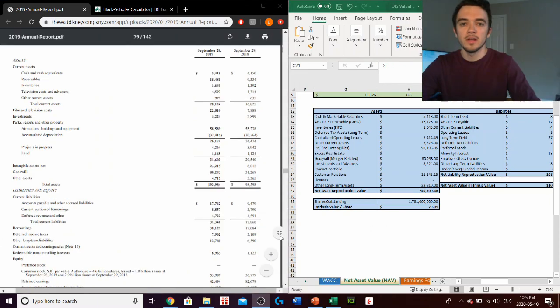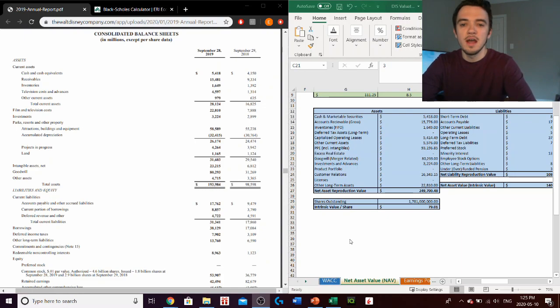So next are the company's hidden assets, which are the product portfolio and customer relations. However, after going through the entire annual statement, I wasn't able to find any R&D figures, so I wasn't able to find the product portfolio for the company.